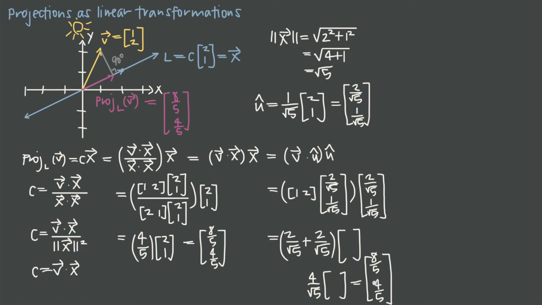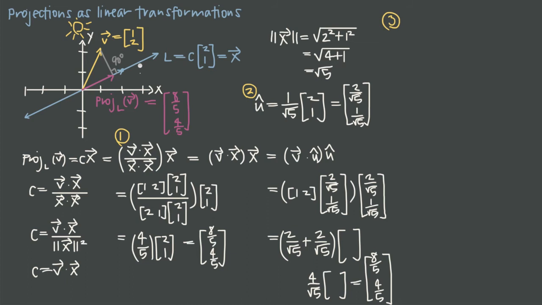And notice how we ended up here with the same value for the projection vector. Now our last method. Our first method was using this sort of messy formula. Our second method was normalizing the vector x and then using this simplified formula. And then our third method here is going to be expressing the projection as a linear transformation.